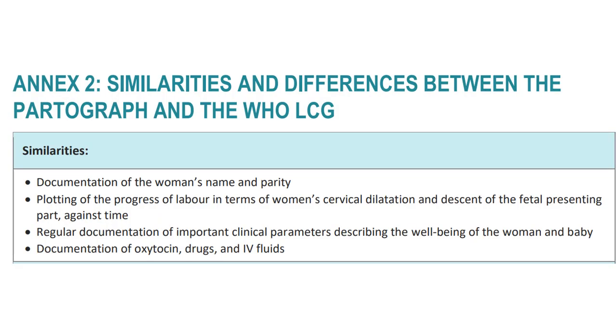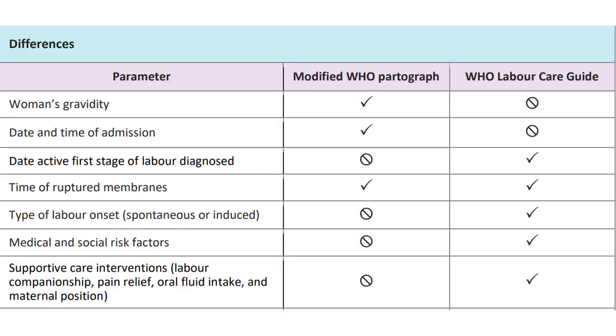With this, we come to the end of the recommended WHO Labour Care Guide, and now we move on to summarization of the similarities and the differences between the WHO recommended partogram and the labor care guide. The similarities include documentation of the name and parity, plotting the progress of labor, regular documentation of well-being of baby and the mother, and documentation of oxytocin, drugs, and intravenous fluids.